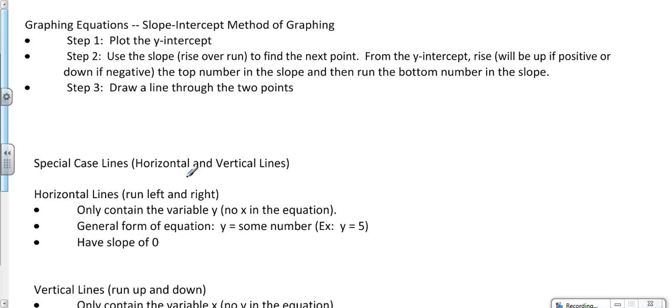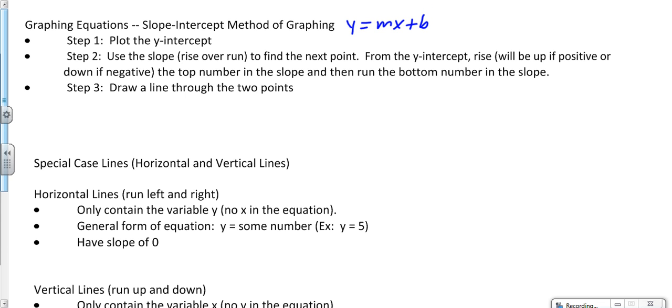Now these are some very nice instructions here to follow. It sums it up quite nicely. But there's basically three things that can happen. You can have just a regular slope-intercept method of graphing, where it's going to look like y equals mx plus b. You have two variables, x and y. You have a slope, you have a y-intercept.